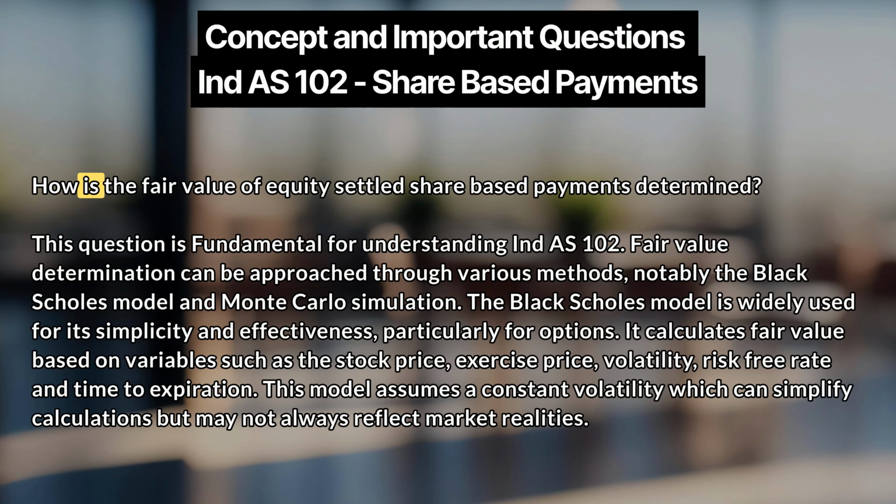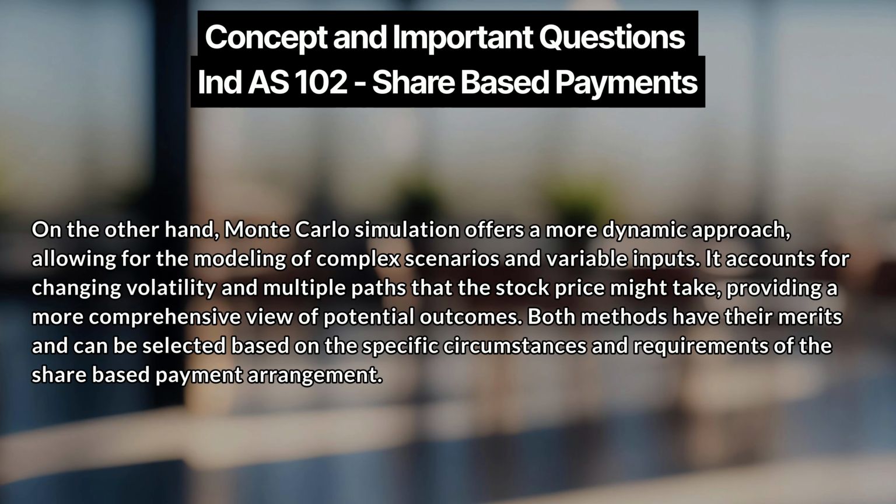Next question. How is the fair value of equity-settled share-based payments determined? This question is fundamental for understanding Ind AS 102. Fair value determination can be approached through various methods, notably the Black-Scholes model and Monte Carlo simulation. The Black-Scholes model is widely used for its simplicity and effectiveness, particularly for options. It calculates fair value based on variables such as the stock price, exercise price, volatility, risk-free rate, and time to expiration. This model assumes a constant volatility which can simplify calculations but may not always reflect market realities.